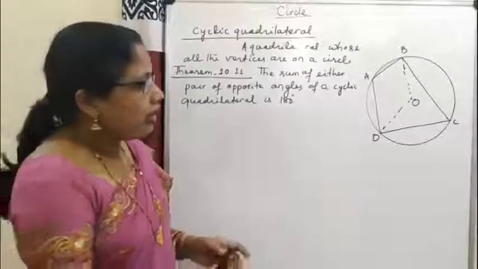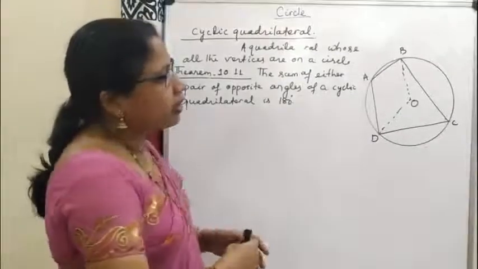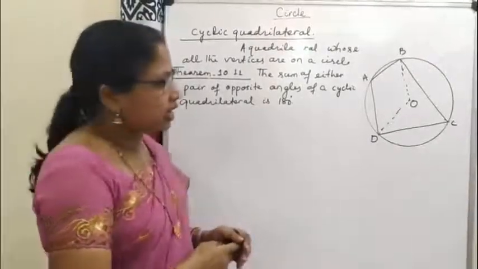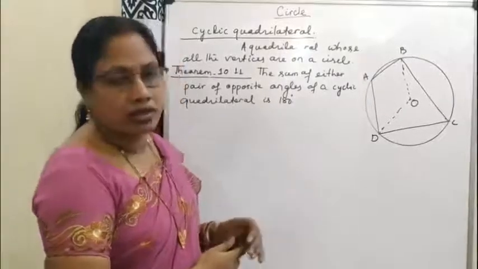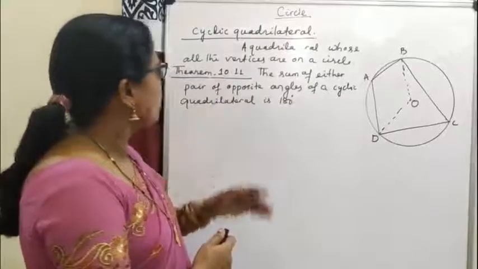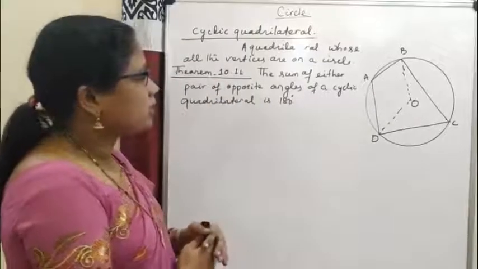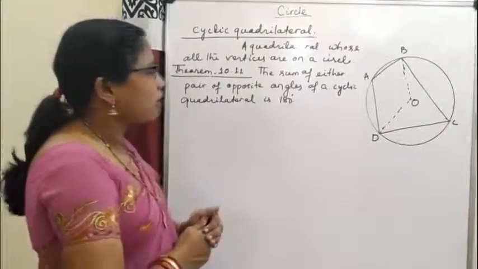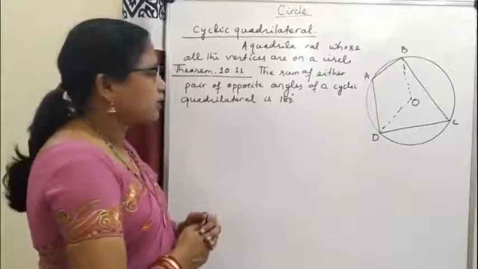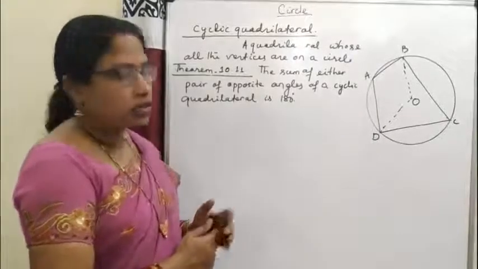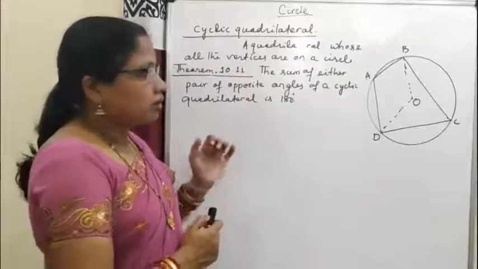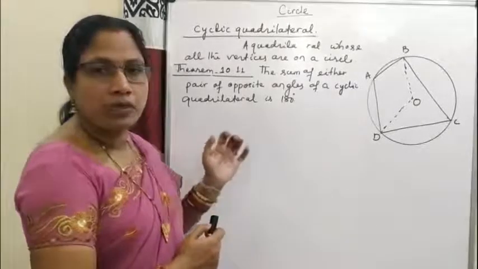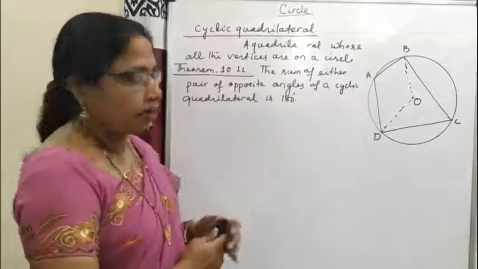So here ABCD is a cyclic quadrilateral because the vertices A, B, C and D lie on the circle. So this is a theorem, that is, the statement is the sum of either pair of opposite angles of a cyclic quadrilateral is 180 degree. So this is the property of a cyclic quadrilateral, that the opposite angles are supplementary.